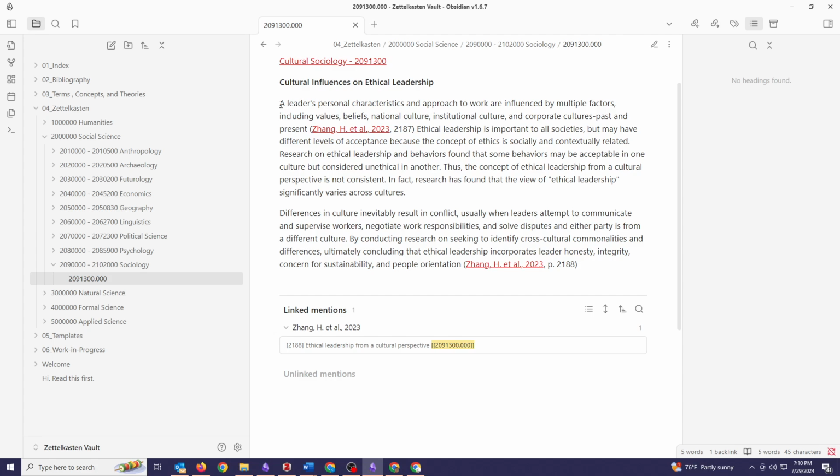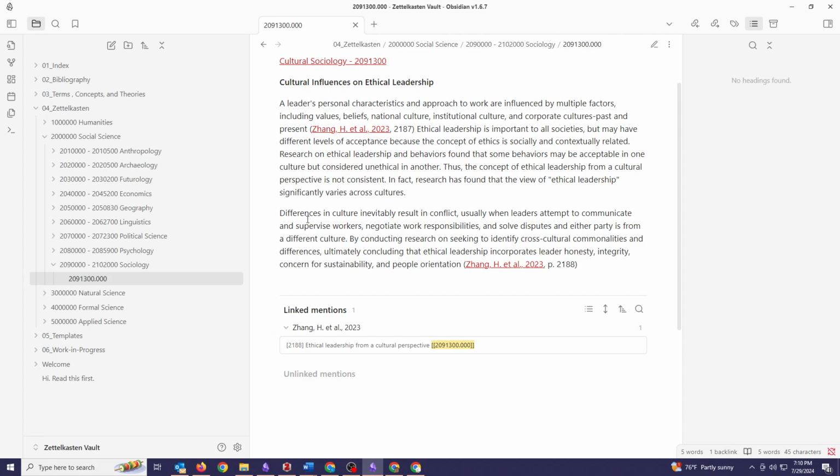And then here's the text of my thoughts, specifically as they pertain to cultural influences on ethical leadership. This is a rough draft that I could literally pick up and put into another article, my dissertation, or the text of a book, whatever the case may be, where I want to talk about those cultural influences on ethical leadership. The important thing to note when you write out your cards is that you need to be able to understand them long after the context has been forgotten.